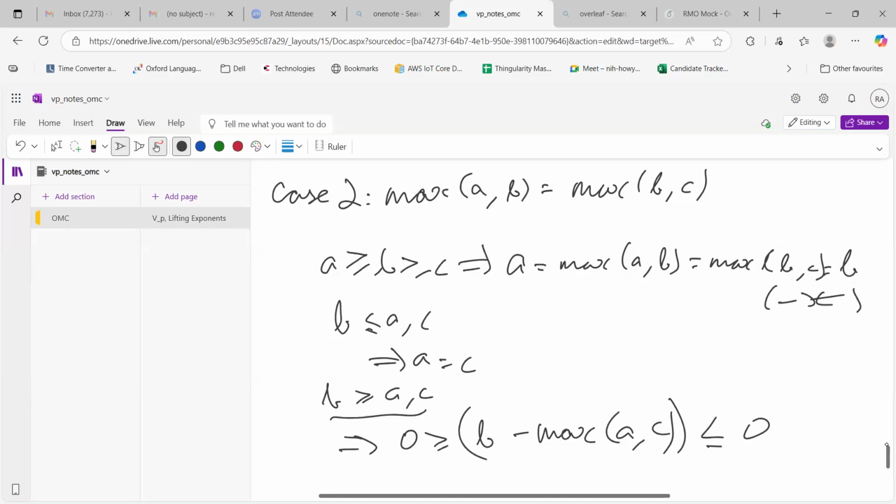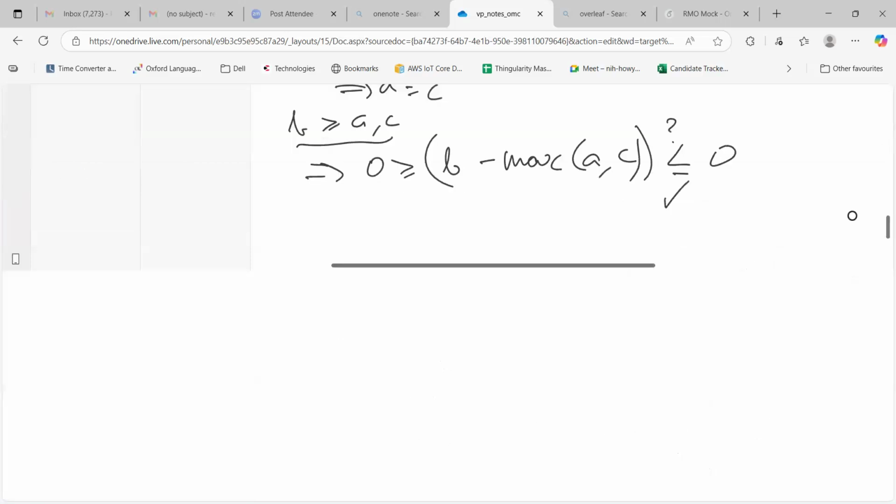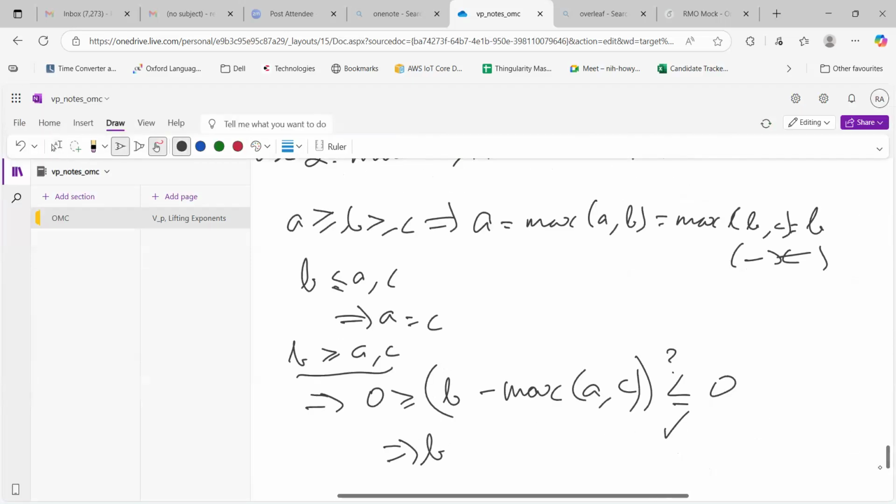We have got that 0 is greater than or equal to B minus max of A comma C, but B is greater than max of A comma C. So we must hold that B minus max of A comma C is greater than or equal to 0. Yes. So this would imply that B is equal to max of A comma C, isn't it? Yes. And that would imply that without loss of generality, we can assume A is equal to B, right? Yes. And then what?